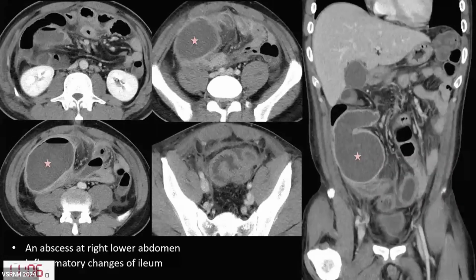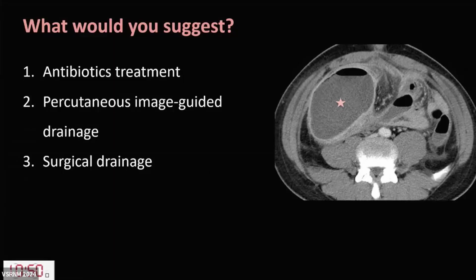A CT was performed, and there is a large fluid collection at the right lower abdomen. And this is an abscess formation, and there is also inflammatory changes of the ileal loops. So for this abscess, what would you suggest for the treatment? Would you consider percutaneous drainage or surgical drainage?